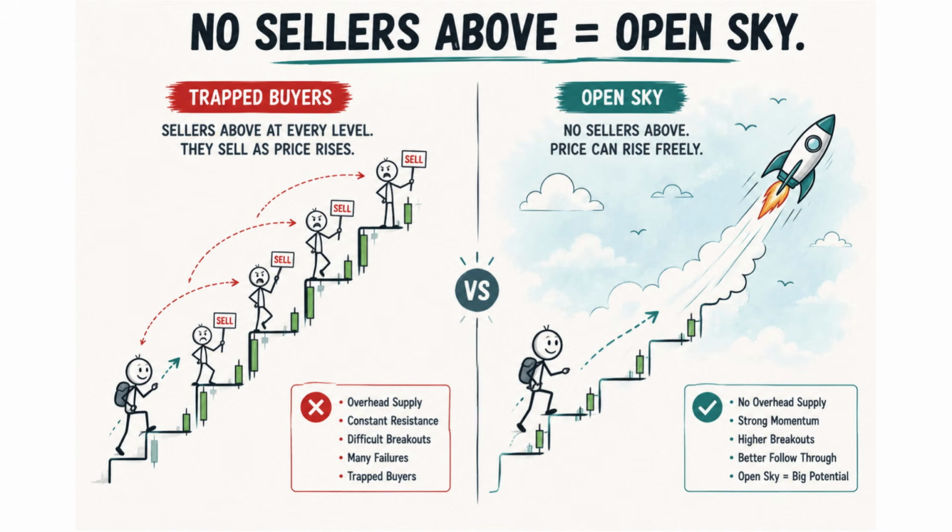An all-time high stock has zero trapped buyers above. Nobody is waiting to break even because nobody paid more than the current price ever. The breakout faces no overhead resistance. It can run cleanly. Think of it like climbing a staircase versus climbing into open sky. The staircase has obstacles at every landing. Open sky has nothing to slow you down. All-time highs are open sky.